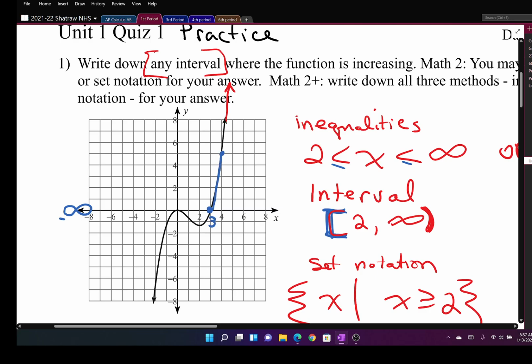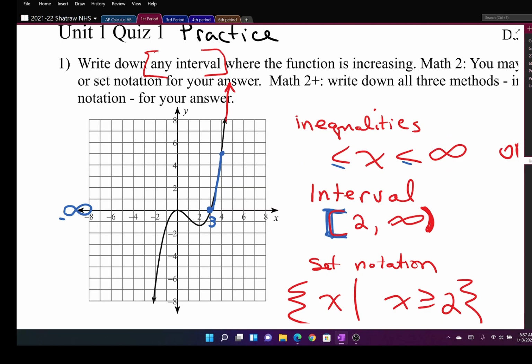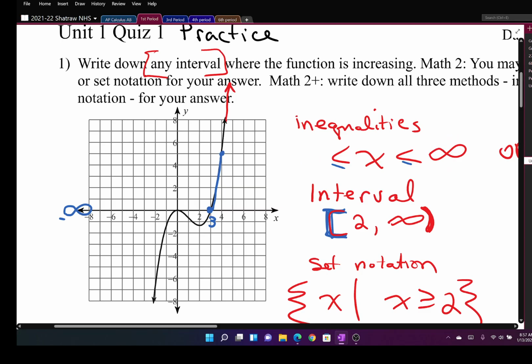So you could have written a 3 and a 4. You could have written a 3 and a 4, and that would still be correct. I said any interval. So I really wanted this to be a problem where everyone felt like they were going to get some points, because as long as you find the spot where it's increasing, you are good to go.